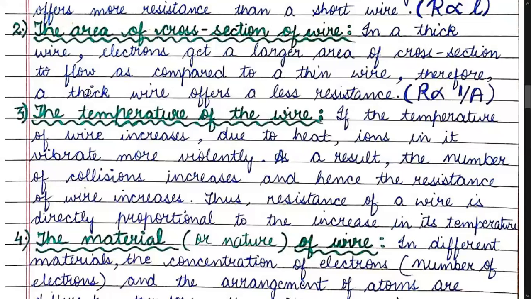Thus, we will say that a thick wire will offer less resistance, while a thin wire will offer a high value of resistance, and thus it can be said that resistance is inversely proportional to area of the wire or conductor.